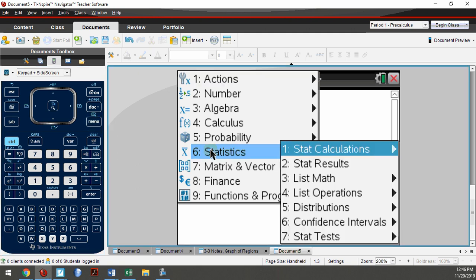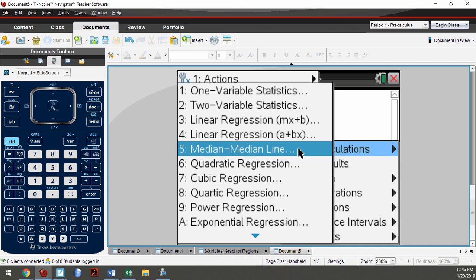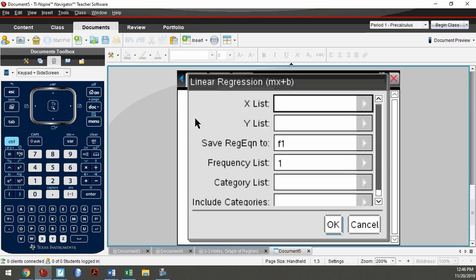Statistics. Then what? Stat calculations. Number 3, which is MX plus B. X list is always going to be your X, which is your year. Y list is going to be your P, which is your percent. We're storing it into F1.